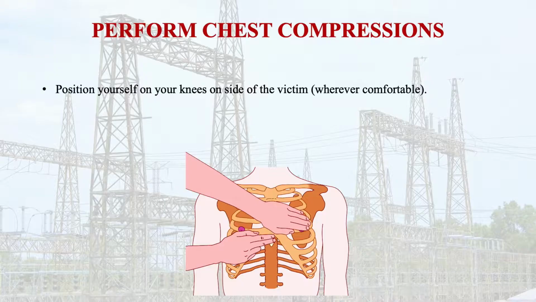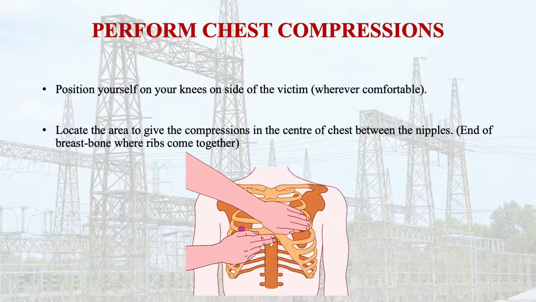Next is if you find there is no pulse, there is no breathing, start your CPR. The first step is to perform chest compressions. You will position yourself on the side of the victim and then you will locate the area to give the compressions in the center of the chest between the nipples. You will try to make a line from one nipple to another and then choose an area immediately between. This is also the area where the end of the breastbone is there, where the ribs come together.